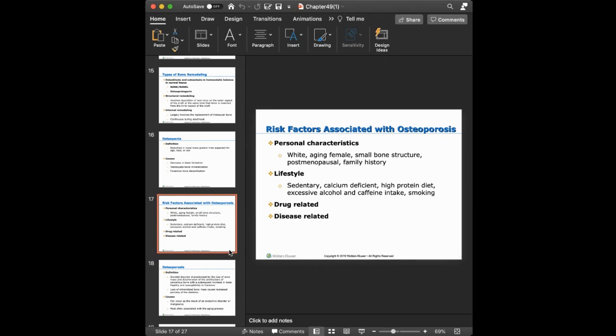So one of the things, the research that came out several years ago was that dark sodas like Pepsi and Coke, when you drink those, it actually leaches calcium from your bones and increases your risk for osteoporosis.